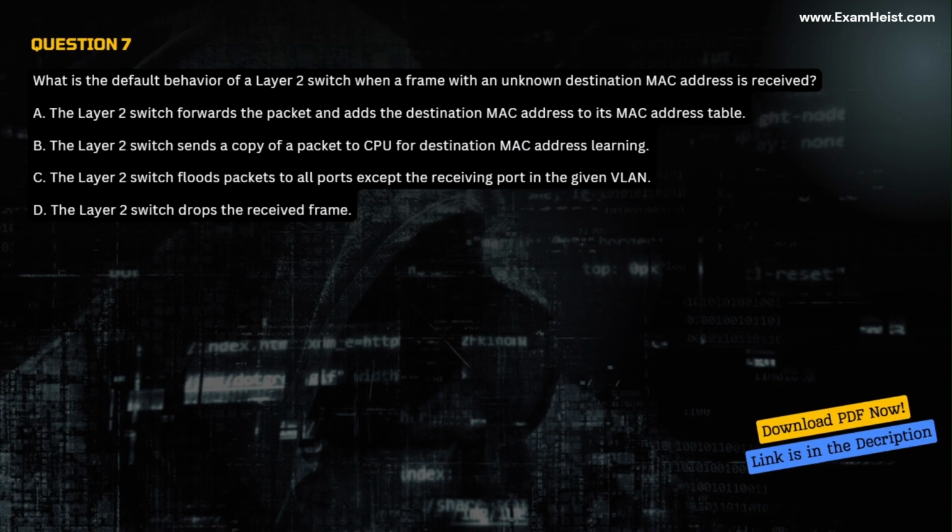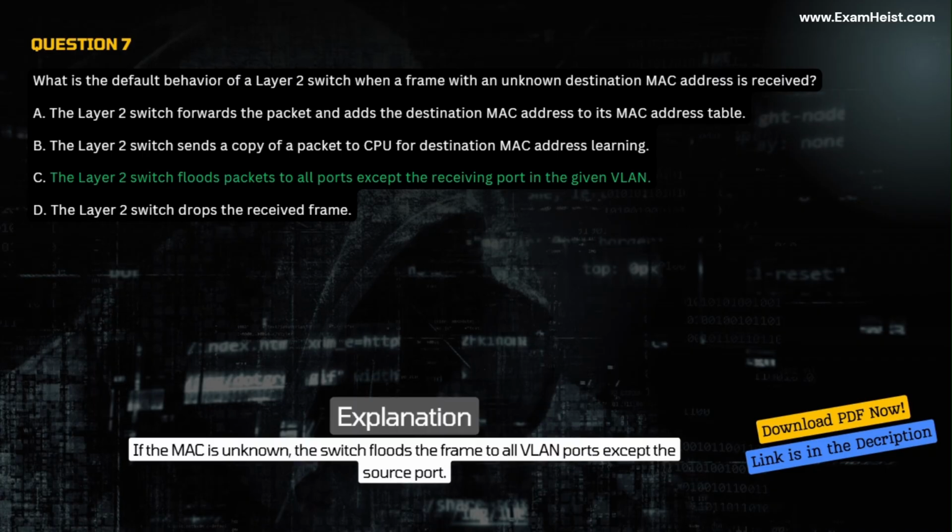Question 7. What is the default behavior of a Layer 2 switch when a frame with an unknown destination MAC address is received? A. The Layer 2 switch forwards the packet and adds the destination MAC address to its MAC address table. B. The Layer 2 switch sends a copy of a packet to CPU for destination MAC address learning. C. The Layer 2 switch floods packets to all ports except the receiving port in the given VLAN. D. The Layer 2 switch drops the received frame. Correct answer: C. The Layer 2 switch floods packets to all ports except the receiving port in the given VLAN. Explanation: If the MAC is unknown, the switch floods the frame to all VLAN ports except the source port.